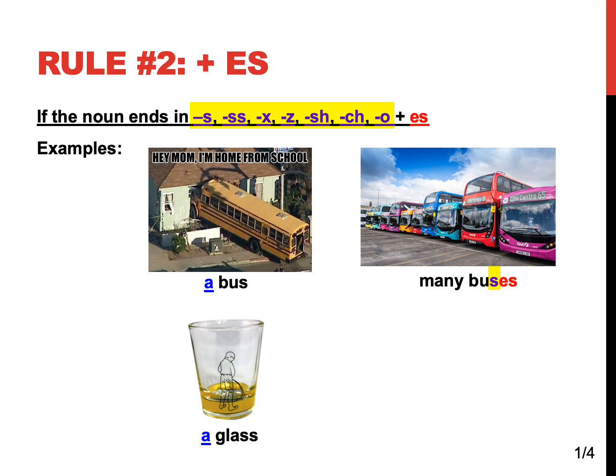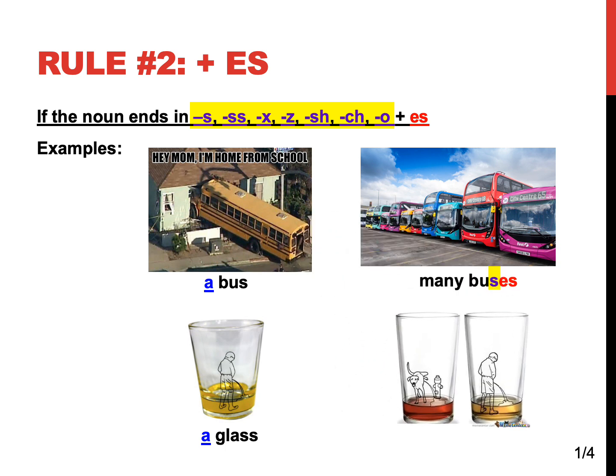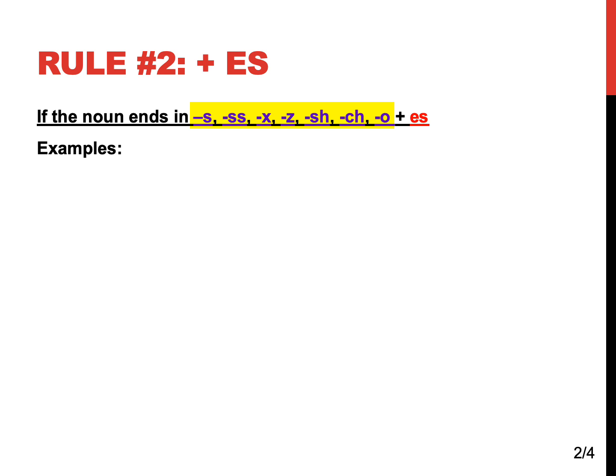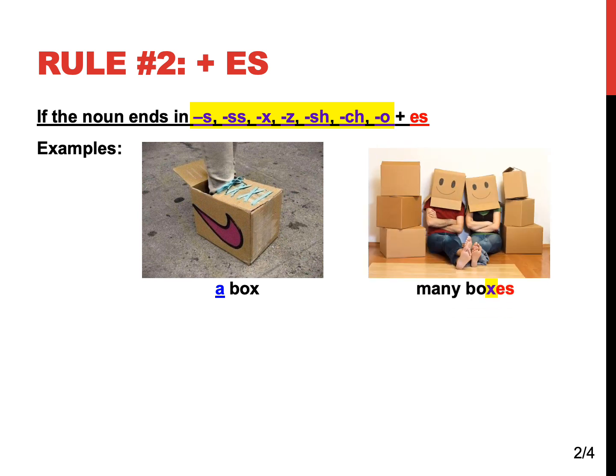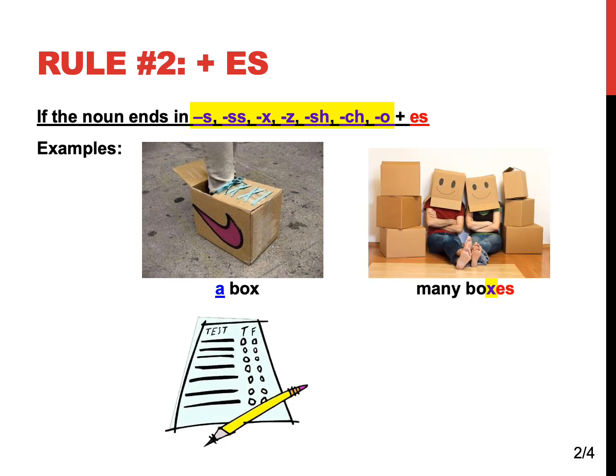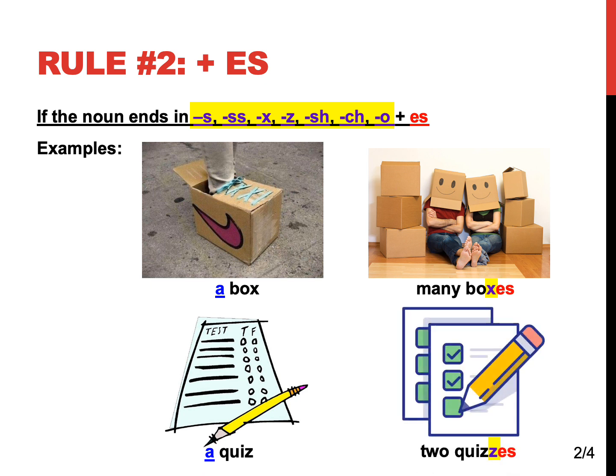This is a glass. There are 2 glasses here. This is a box. There are many boxes here. This is a small test. It's a quiz. There are 2 quizzes here. For the word quiz, you need to put an extra Z before you put ES.